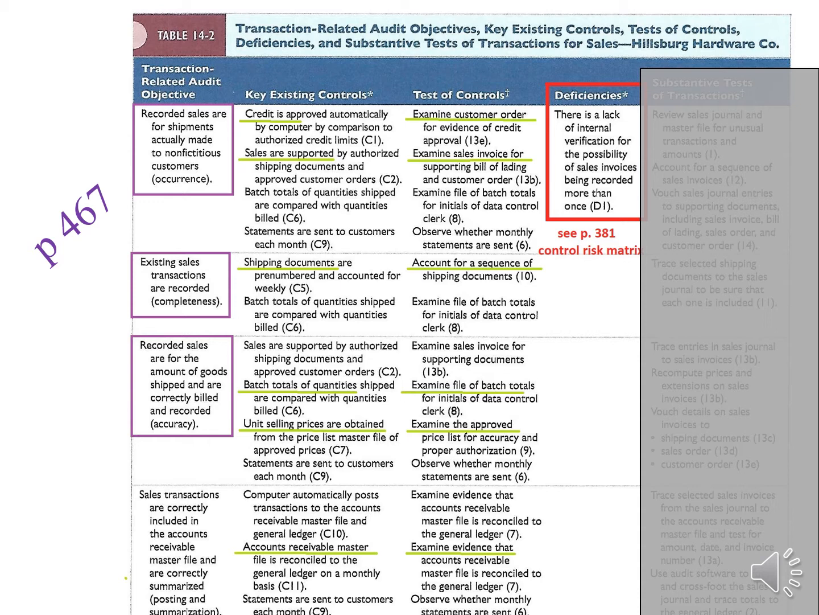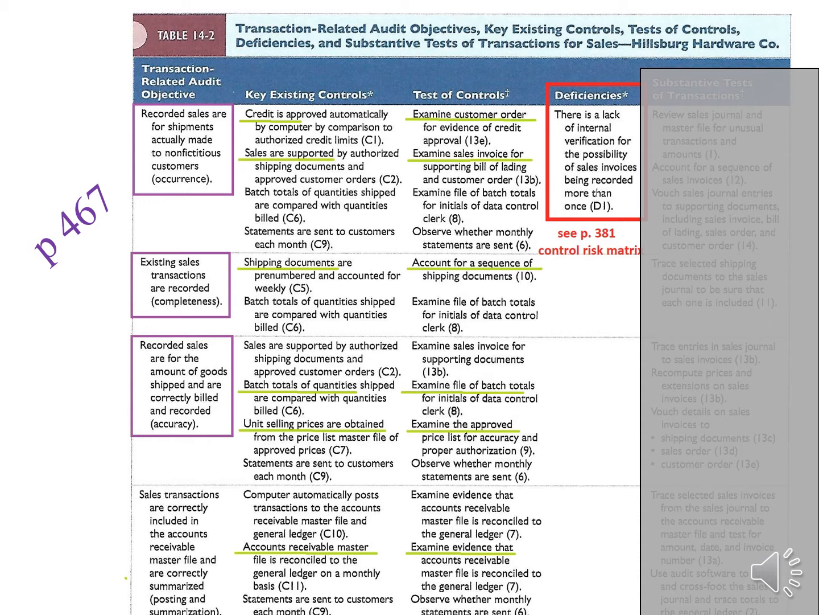So for occurrence, it says the key control is that sales are supported by authorized shipping documents and approved customer orders. So what they're saying is they won't record a sale unless there's an invoice, that there's a corresponding shipping document, that there's a corresponding sales order, and that there's a corresponding customer order. Kind of similar to the Vouch and Trace project, only here we're not going to worry about the dollar amount.